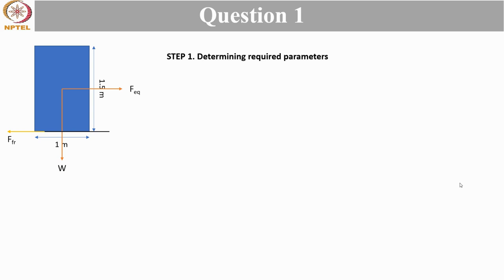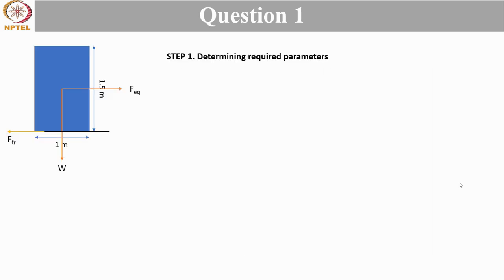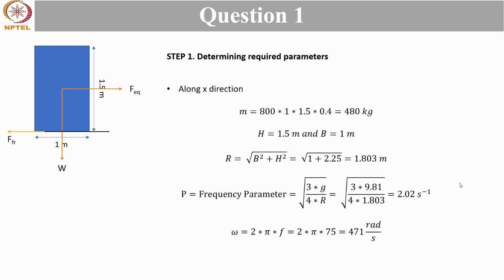Now, in two directions the motion can occur because the dimensions of the base are 1 meter cross 0.4 meter. Along the x direction, the mass of the element will be the same along both directions. Mass is nothing but density into volume. The density is 800 kg per meter cube and the volume is 1 into 1.5 into 0.4. So the mass will come out to be 480 kg.